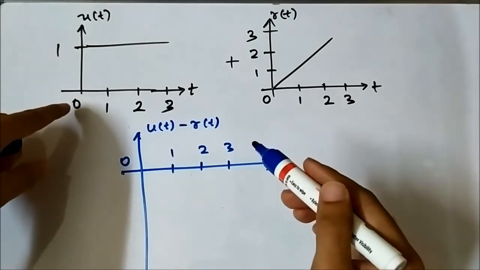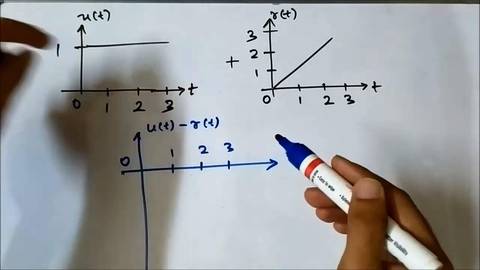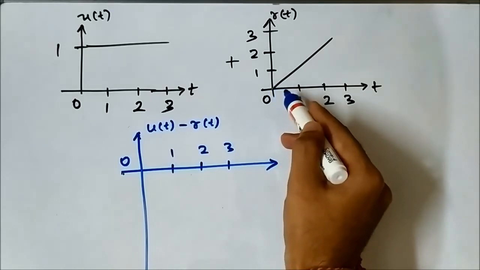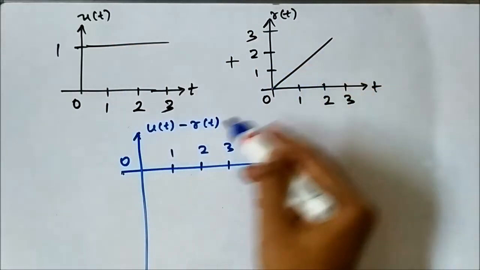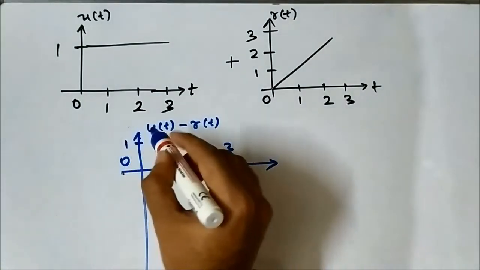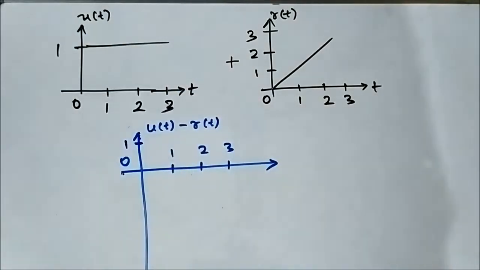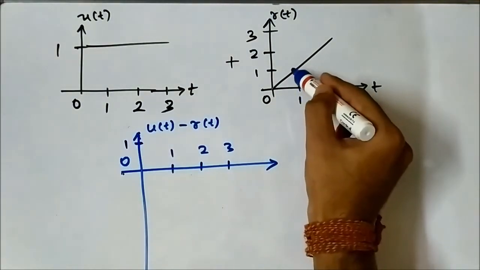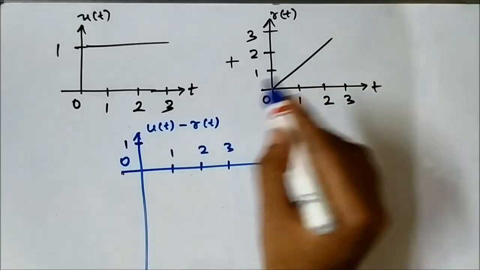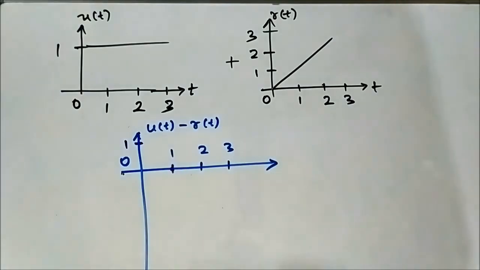So here at t equals to 0, the amplitude for the unit step signal is 1. It is fixed for the entire positive interval. Here it is 0. So UT minus RT will become 1 minus 0, which is equal to 1 at t equals to 0. At t equals to 1 also the unit step amplitude is 1. Ramp signal slope is 1, so at t equals to 1 it is 1. So 1 minus 1, it will be 0.